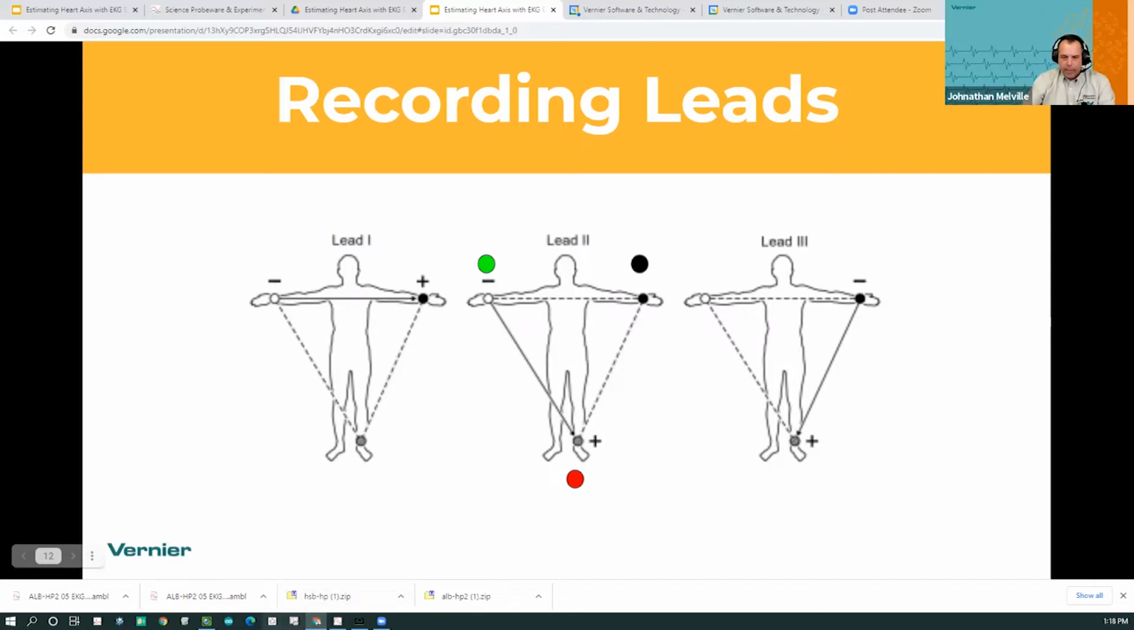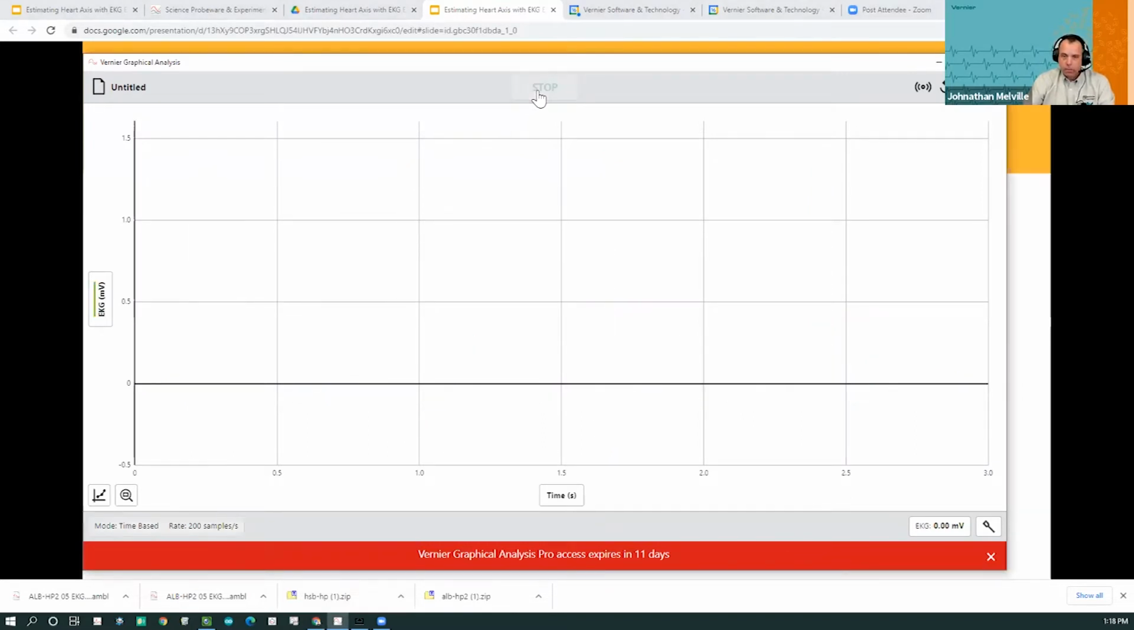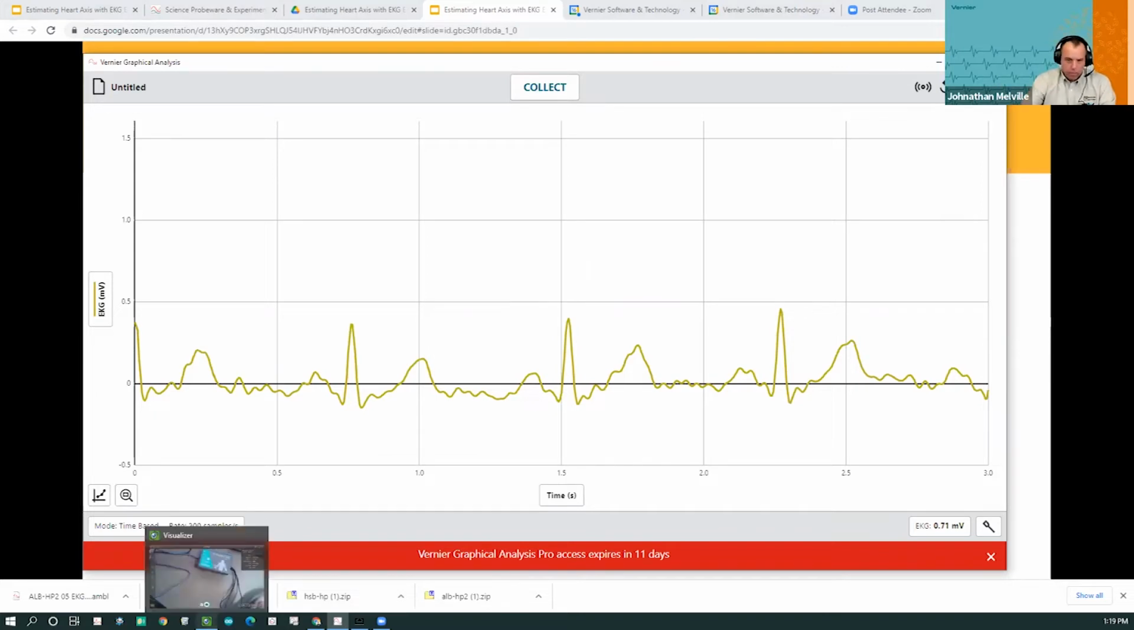Let's go back to graphical analysis. I will sit quietly and collect data. You can see the R wave, the QRS wave, is much smaller, a lot smaller. Any questions so far? Then I'm just going to rotate one more time.